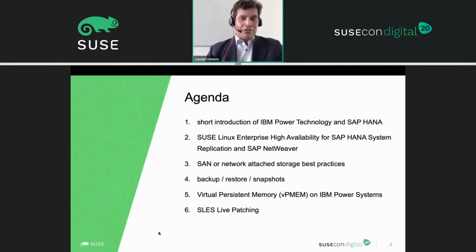Then I will provide you some information on how you can leverage our technology to restart a HANA system very fast with virtual persistent memory. And afterwards, I will talk about SUSE Live Patching, which is a tool from SUSE that can really help keep your applications up and running during the time when you have to patch the kernel.